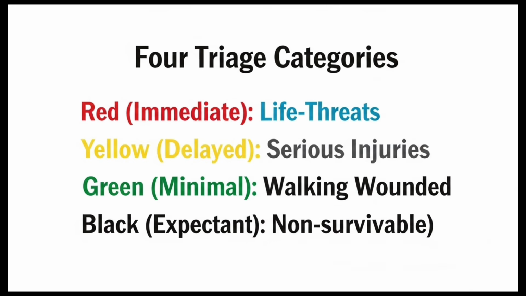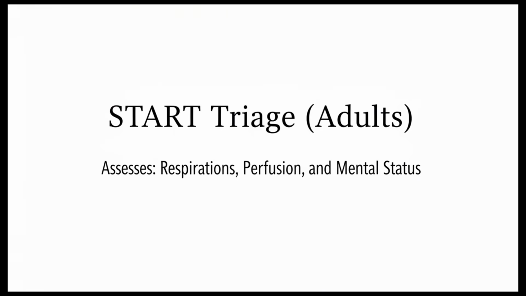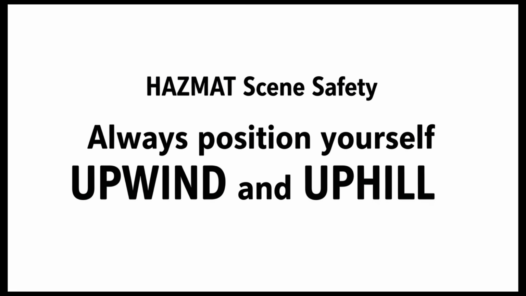The 4 triage categories are: red for immediate life-threatening injuries, yellow for delayed serious injuries, green for minimal walking wounded injuries, and black for expectant or non-survivable injuries. The most common triage system for adults is START, which assesses respirations, perfusion, and mental status. When dealing with hazardous materials, or hazmat, always position yourself upwind and uphill.